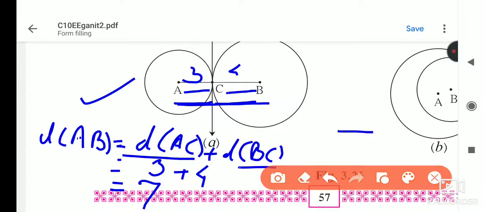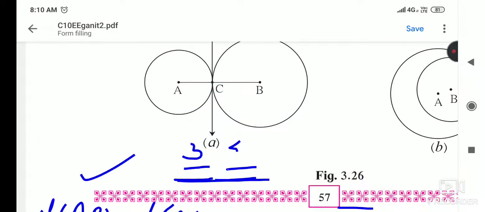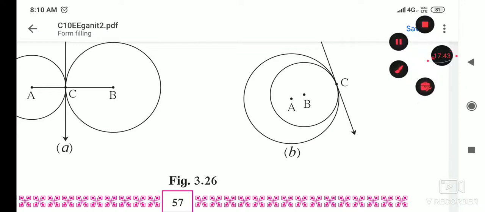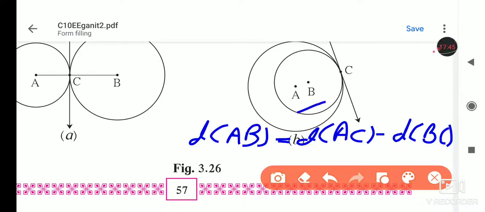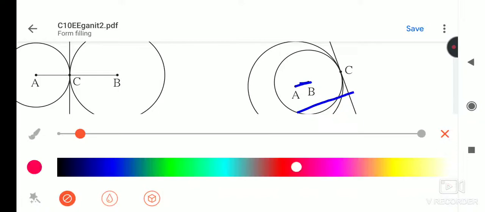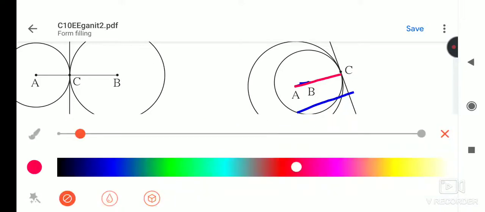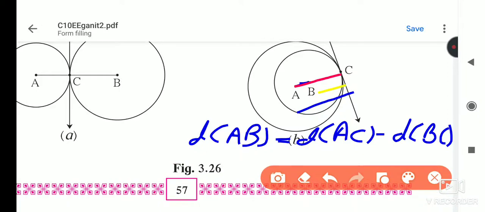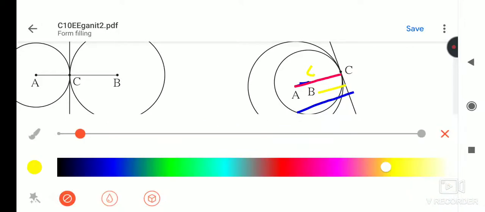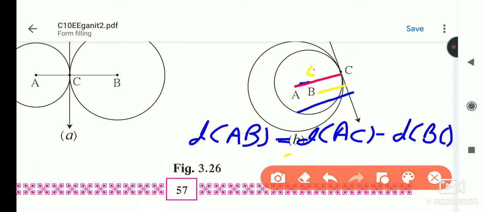And for the other figure, if they are touching internally to each other, then what do we have to do? When the circles are touching internally to each other, and we have to find out the distance between A and B, first of all we have to take the distance of AC minus the distance of BC. If we do that, then we will get the distance of AB. So the distance of AC is 4 centimeters, and for this it is 3 centimeters.